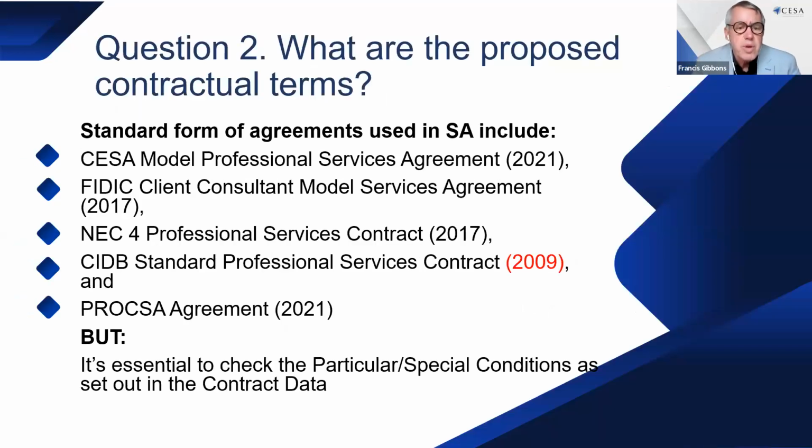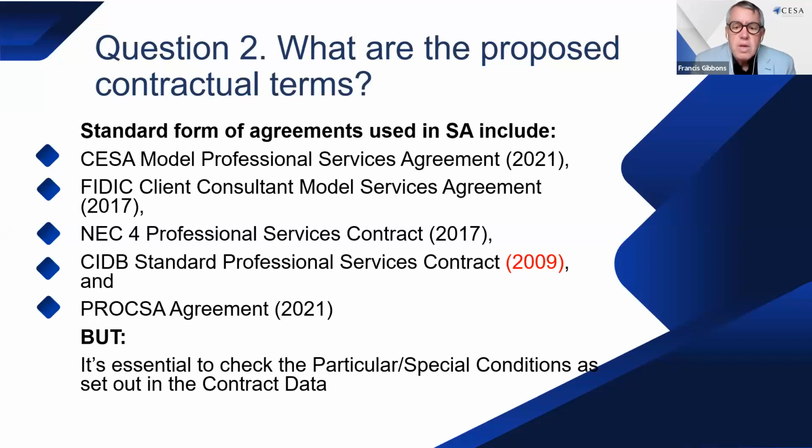So, question 2: what are the proposed contractual terms? Those commonly used in South Africa: the CESA Model Professional Service Agreement, the 2021 edition, is now available. The FIDIC White Book, the 2017 edition. Then NEC 4, which is also a 2017 edition, and I think NEC 3 is sometimes used as well. The CIDB Standard Professional Services Contract, which hasn't been updated since 2009, and the PROXA Agreement, which was updated also in 2021. But as I mentioned earlier, it's essential to check particular and special conditions as set out in the contract data by the client, as these may change some of the clauses quite substantially.